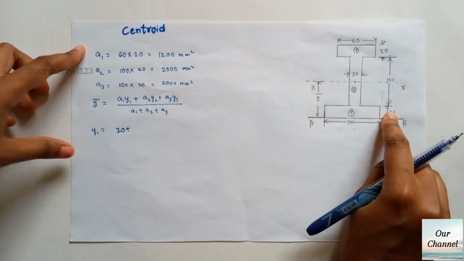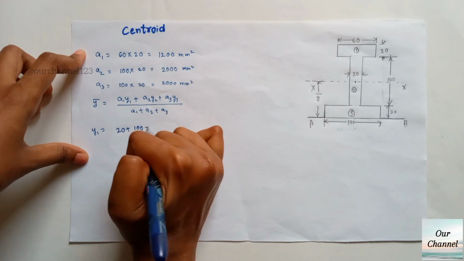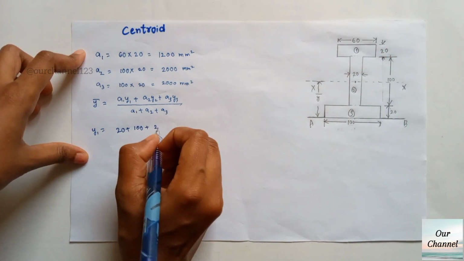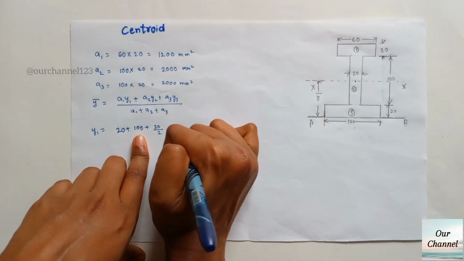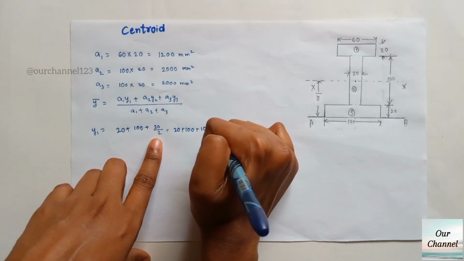First 20 plus 100 and half of top flange, that is 20 by 2. We will get 20 plus 100 plus 10, 130 mm.